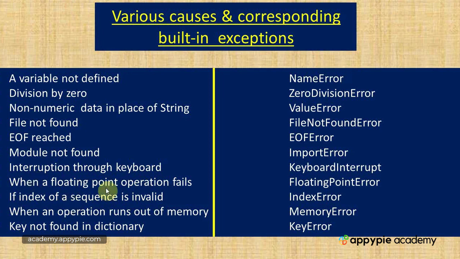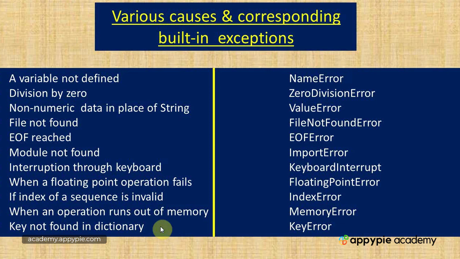Similarly, when a floating point operation fails: you are using one or more floating point numbers, and some floating point operation is being conducted, but it fails because of some reason or the other. FloatingPointError exception is there. If the index of a sequence is invalid, here by sequence, as you know, I mean your list, tuple, etc., IndexError will occur. Similarly, when an operation runs out of memory, MemoryError is the name of the exception. Similarly, key not found in dictionary.